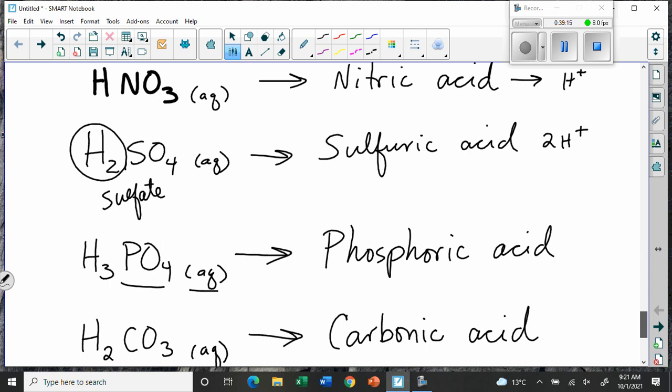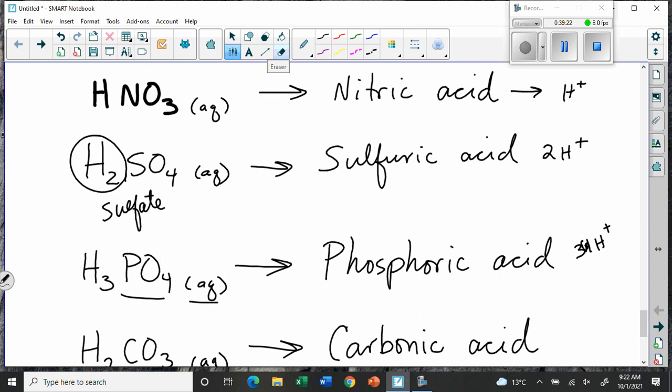And look at phosphoric. It can make three. It can give 3 H pluses. Oops, I was pressing the wrong button. There we go.